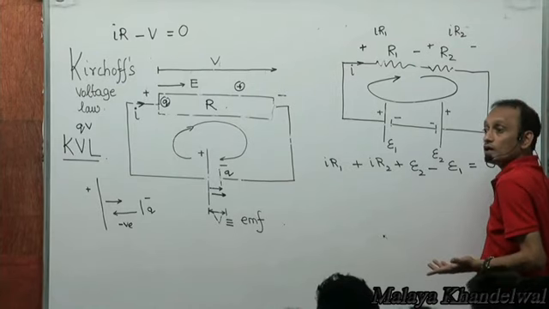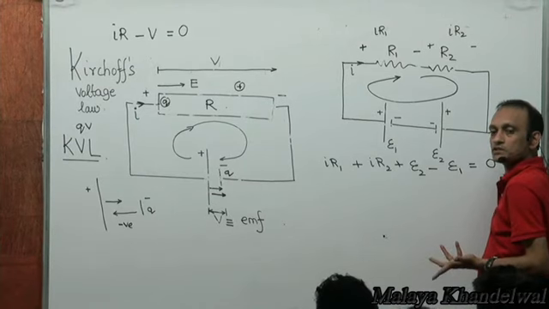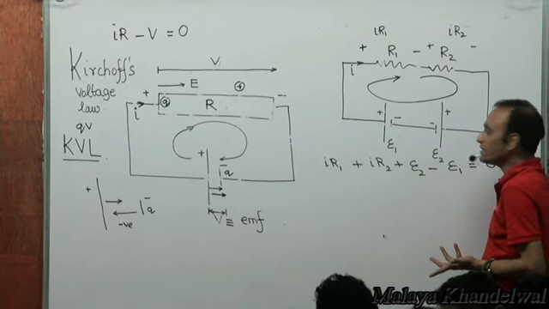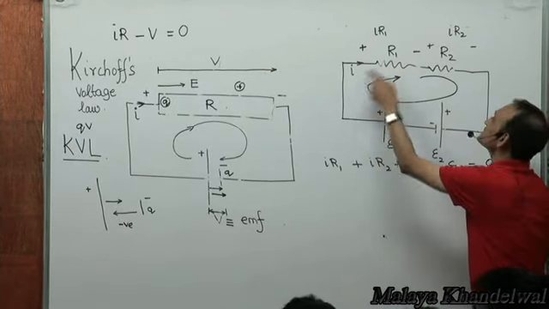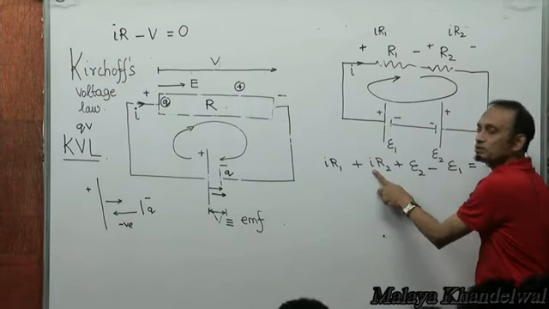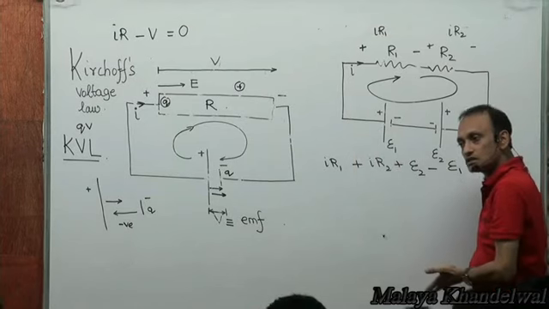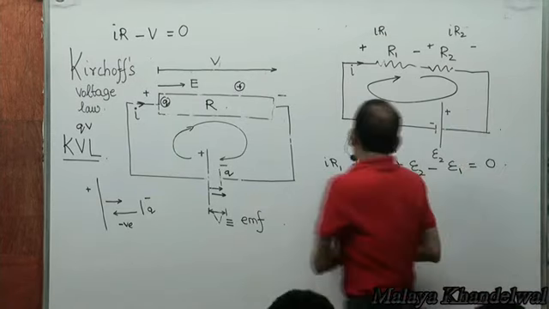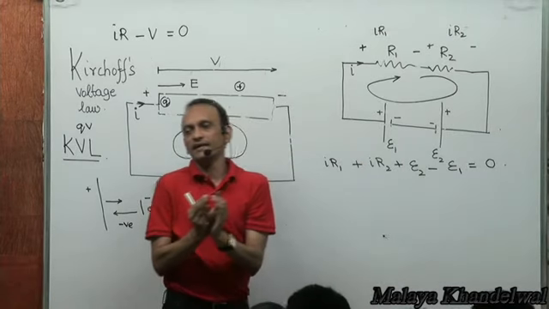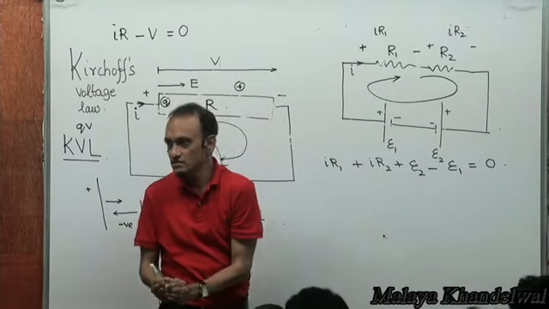Don't feel shy to ask. Yes, it will depend on epsilon 1. If I turns out to be positive, then this is the direction of flow of current. If I, on solving this, turns out to be negative, then the direction of current is like this. Yes or no? So this is talking about an ideal battery.